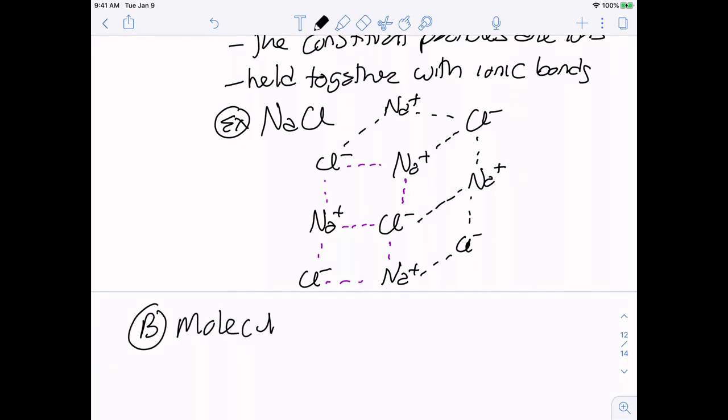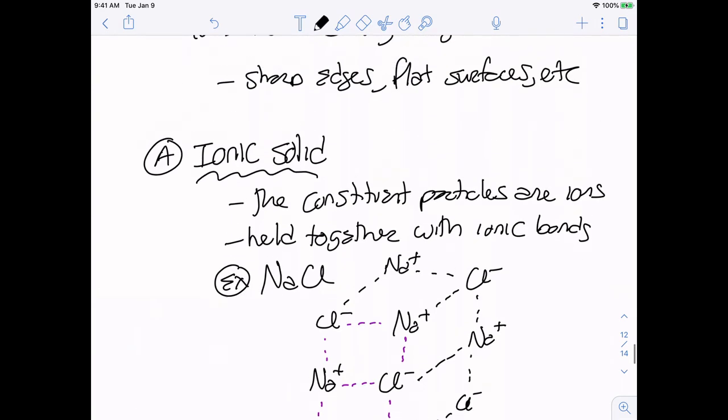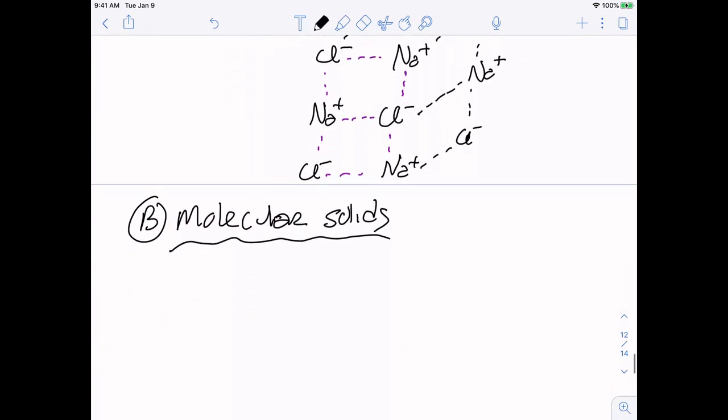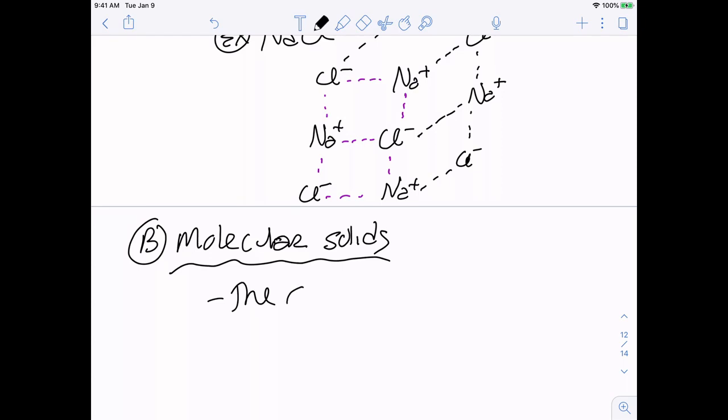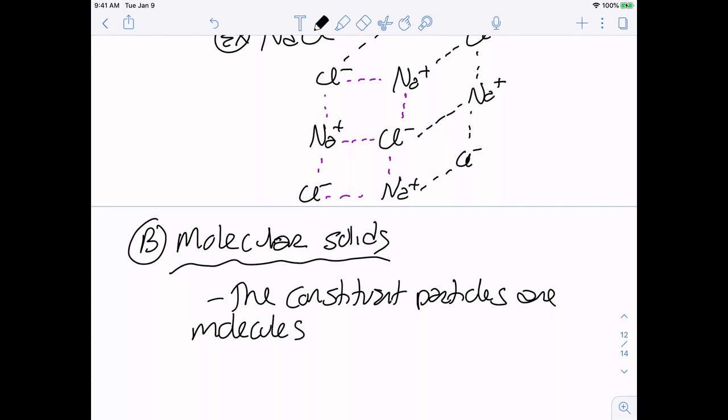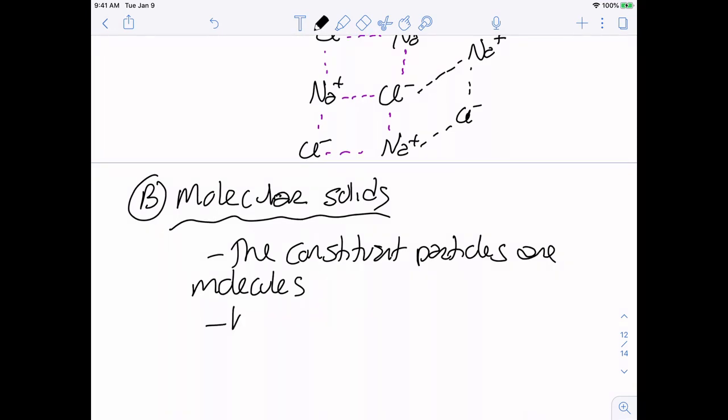And I bet you'll never guess what their constituent particles are. Yeah, you got it. They're made up of molecules, right? Ionic solids are made up of ions. Molecular solids are made up of molecules. So the constituent particles are molecules, and these are held together with intermolecular forces.